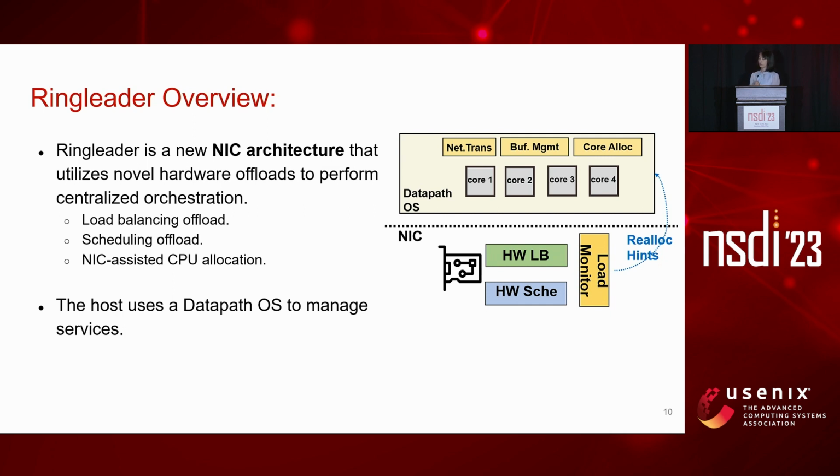We have chosen to use the data path OS instead of a traditional OS because traditional OS abstraction imposes high overhead in multiplexing and context switching. Lastly, Ringleader provides a new data path OS to NIC interface that allows the NIC to communicate orchestrated metadata with the host at very fine granularity with little PCIe and CPU overhead.